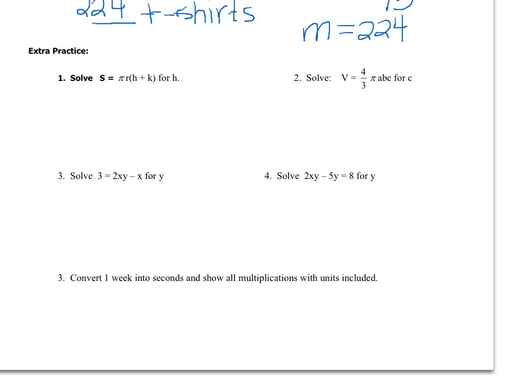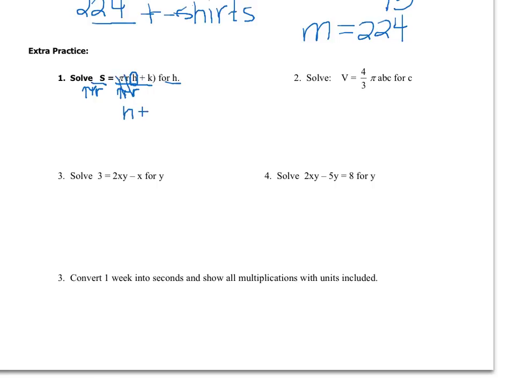Okay, so for number 1, you're solving for H. So I've got this H all alone. I want to get that H alone. This pi and R are multiplied though. So first we got to divide both sides by pi R. To move the pi and R, undo the multiplying first.